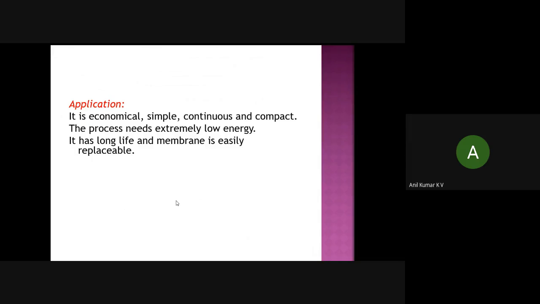Coming to the applications, it is economical, simple, continuous, and compact. The process needs extremely low energy. It has a long life and the membrane is easily replaceable. It is possible to connect a number of tubes in parallel to get more fresh water.